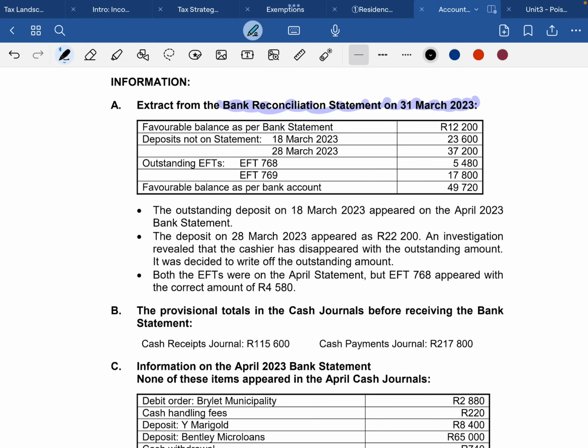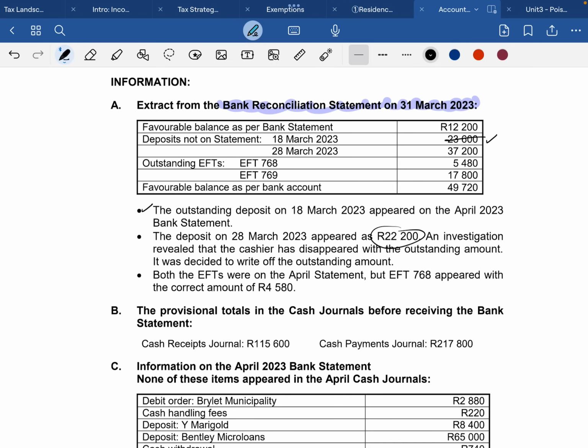So now the first bullet point says the outstanding deposit on 18 March appeared on the April 2023 bank statement. So this one, it appeared. That's just what we want, right? So it's cleared, it's fine now. Second bullet point says the deposit on 28 March 2023 appeared as 22,200, right?